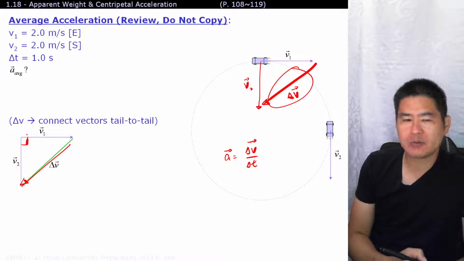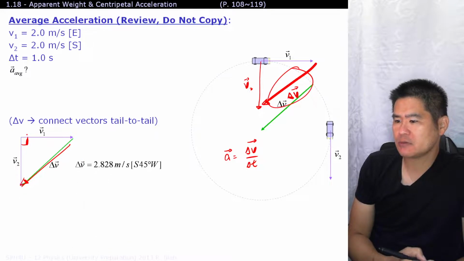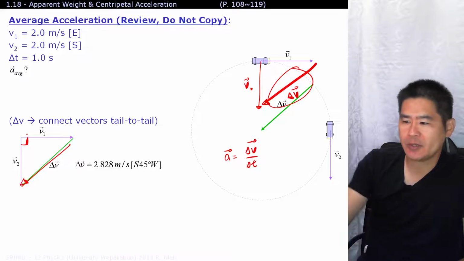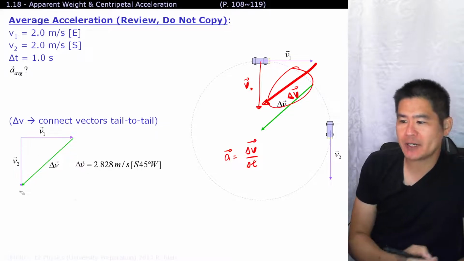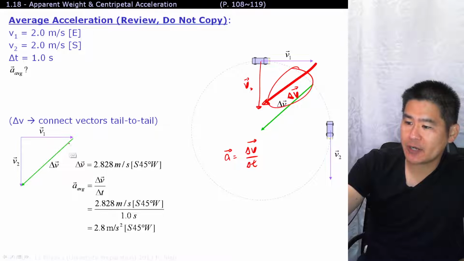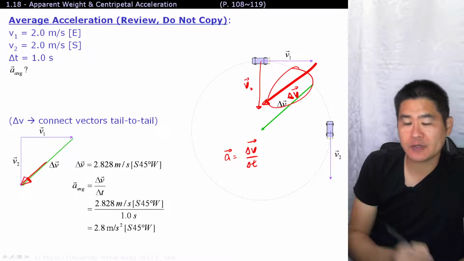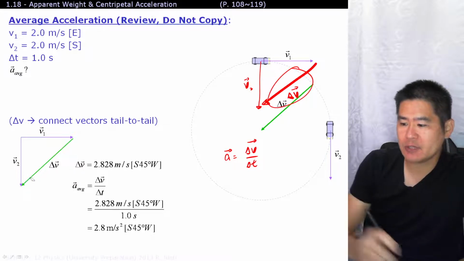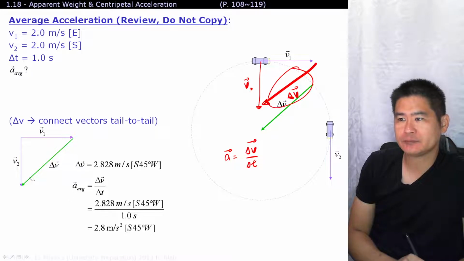All right. So the square root of 8, which would be 2.828. Remember, you've got to take that value, divide it by time, and you'll still get 2.8 meters per second squared. And you need to take a look at the original diagram to see the direction of your delta v, because your delta v over delta t will tell you the corresponding acceleration.